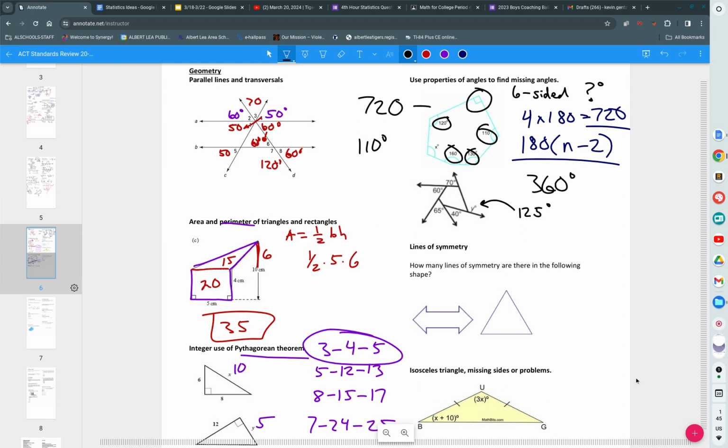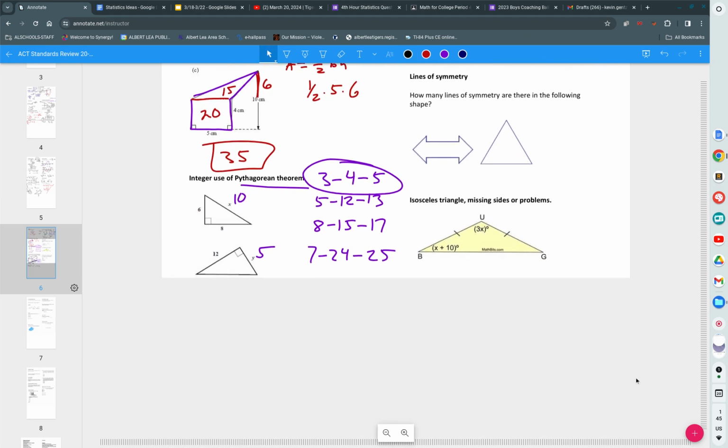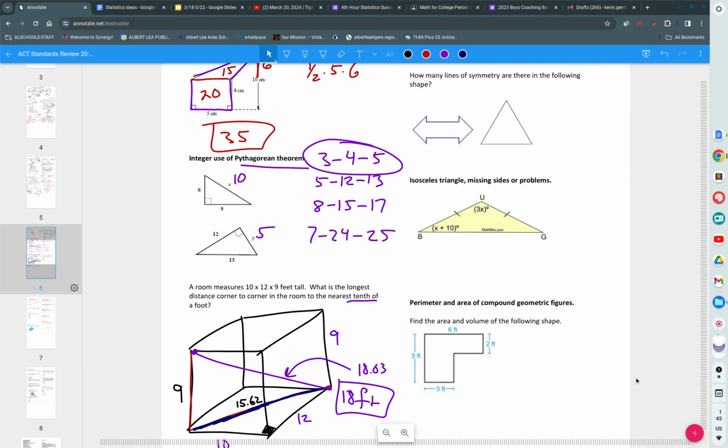Okay. They're also going to ask you to consider symmetry. Talk with the person next to you. How many lines of symmetry are there through each of those two shapes? Come up with it. See what you got. Go.